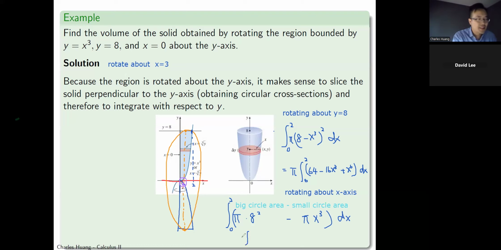So you pull the pi to the front, from 0 to 2 you have 64 minus x cubed, and then dx. Just a reminder, when you integrate it, this becomes 64x, and then the back becomes x to the power of 4 over 4, so minus x to the power of 4 over 4. Of course, you'll still have your pi, and then you evaluate from 0 to 2. Okay, so that's the setup.